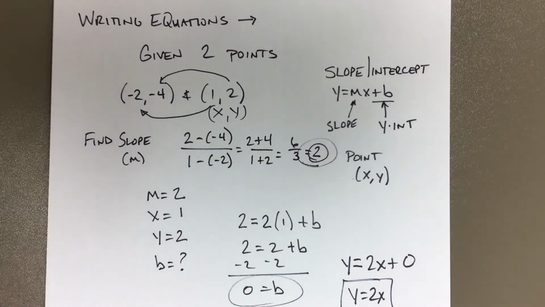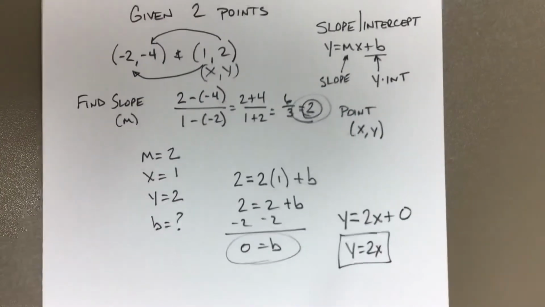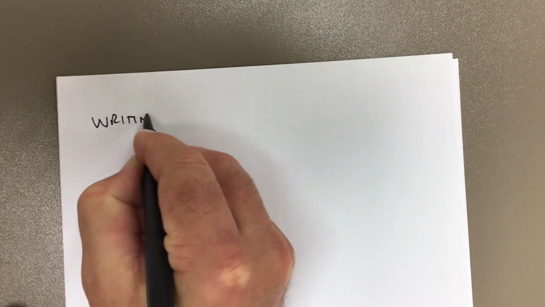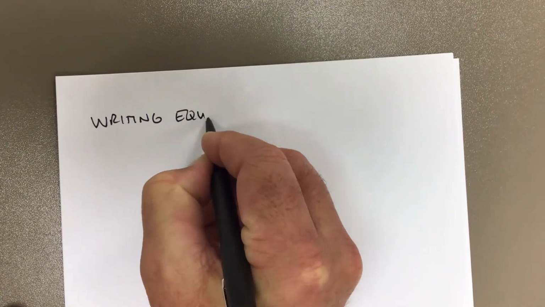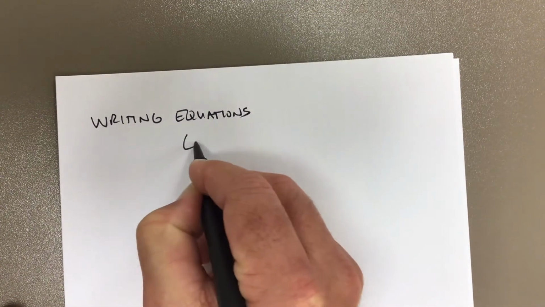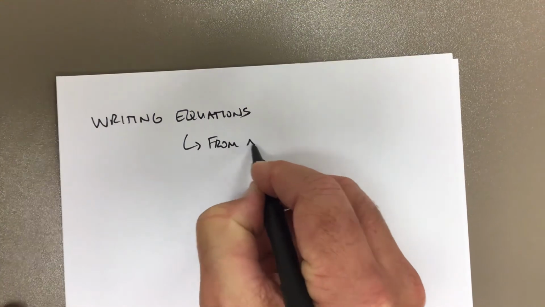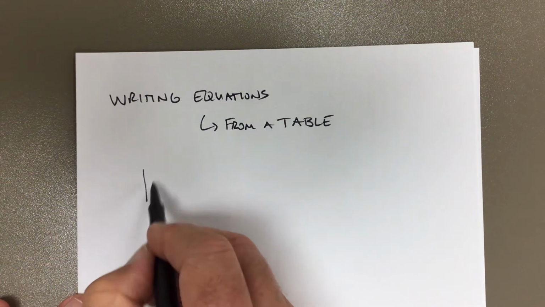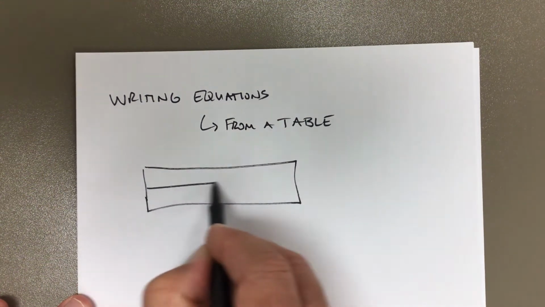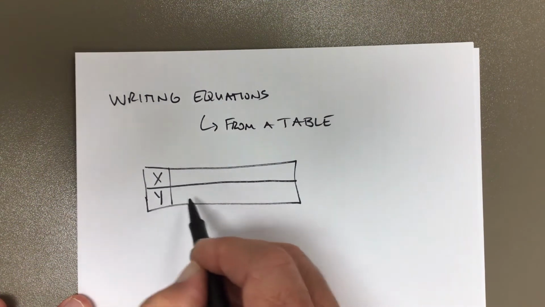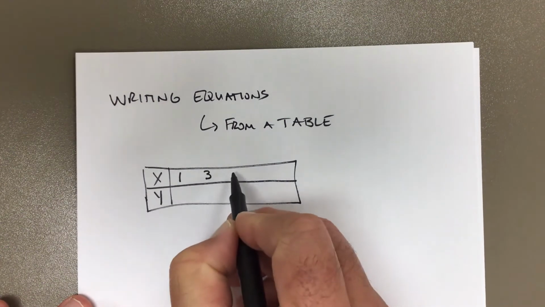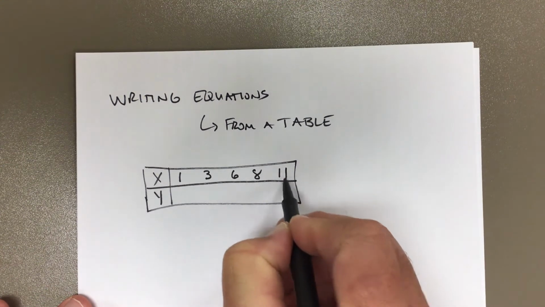All right, what else? What happens if we had a table, right? So what happens if we're writing equations from a table? From a table. And the table doesn't have the y-intercept in it. So the table has x and a y, and we got 1, 3, 6, 8, 11.